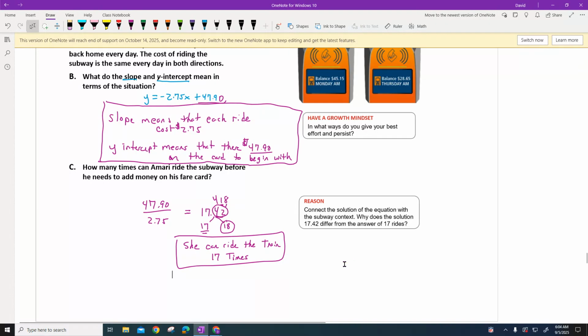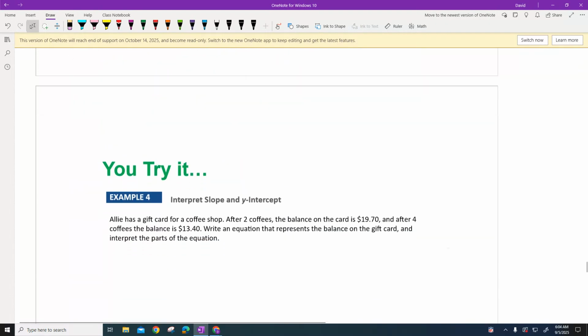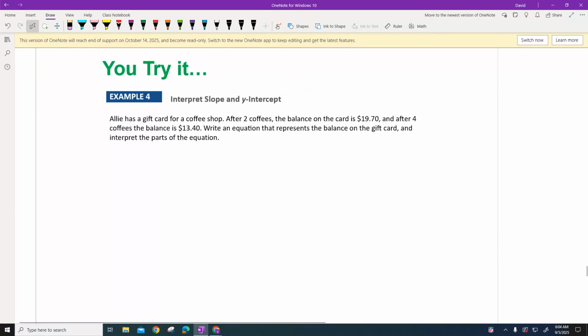All right, you give this one a shot. We're on coffees. See if you can make 2 coordinates real quick out of that. After 2 coffees, the balance on the card is $19.70. After 4 coffees, the balance is $13.40. So really all the time we're looking for 2 coordinates. And write those coordinates. 2 and 19.70. There's my first coordinate. My second coordinate is going to be after 4 coffees. It's $13.40.